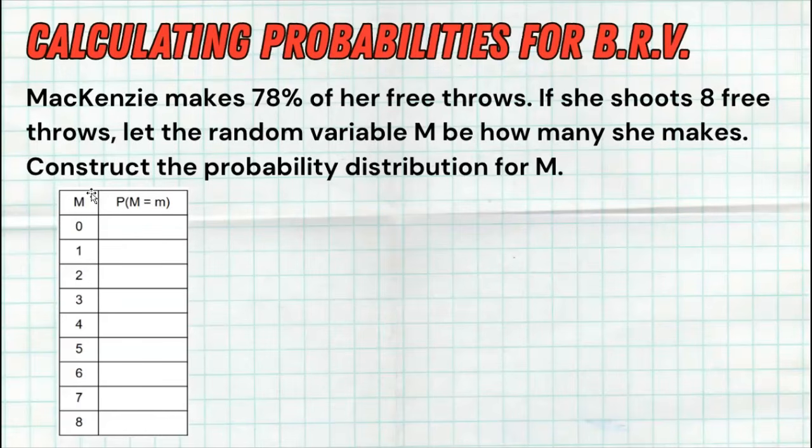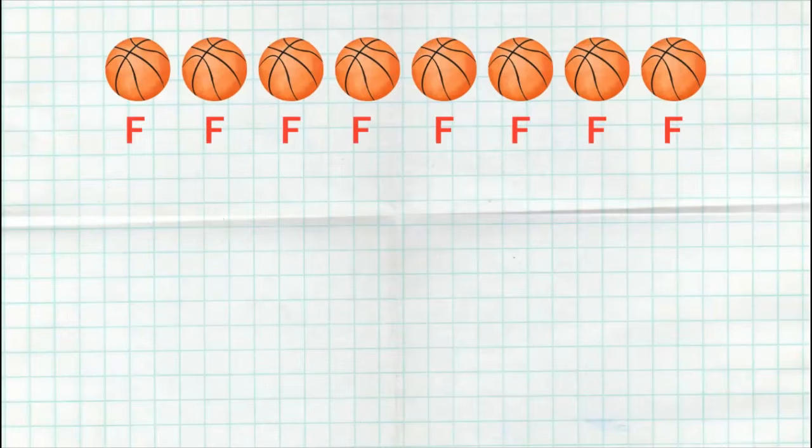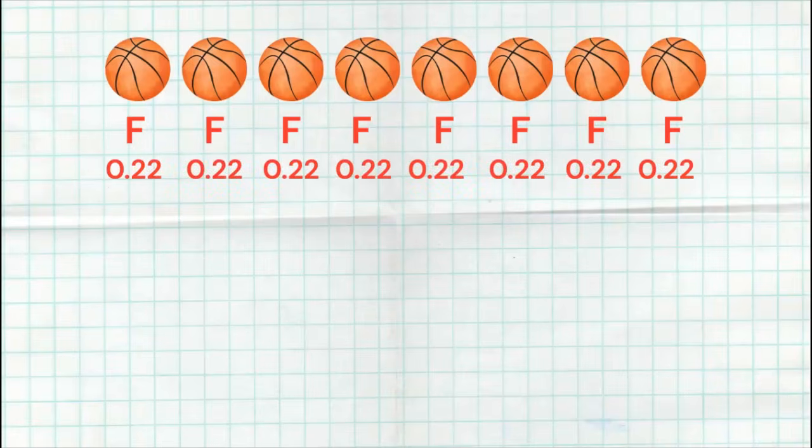So let's start with the very first outcome of 0. What's the probability she makes 0 free throws? Well, there are her 8 shots, and we need all of them to be failures. Every single one of them is a failure. Fail, fail, fail, fail, fail, fail, fail, fail. You get the idea. Now, what's the probability of failure? Well, if there's a 78% chance she makes it, there's a 22% chance she misses it.